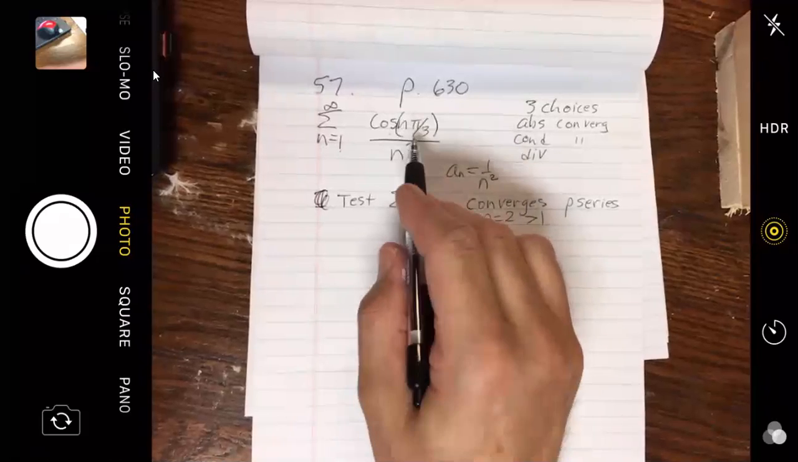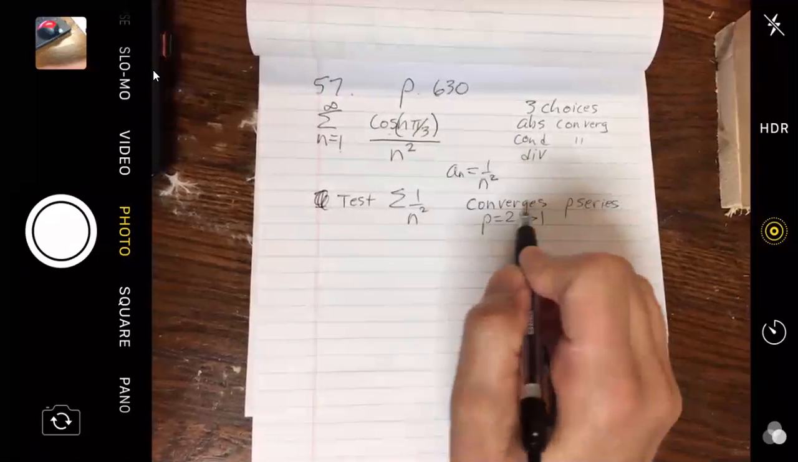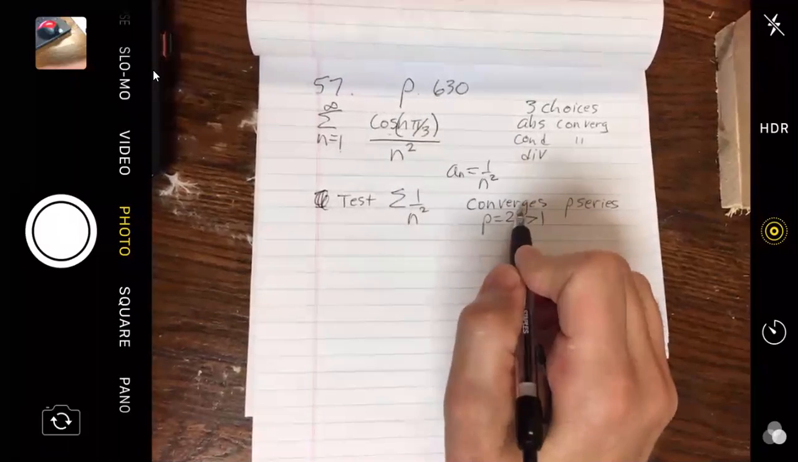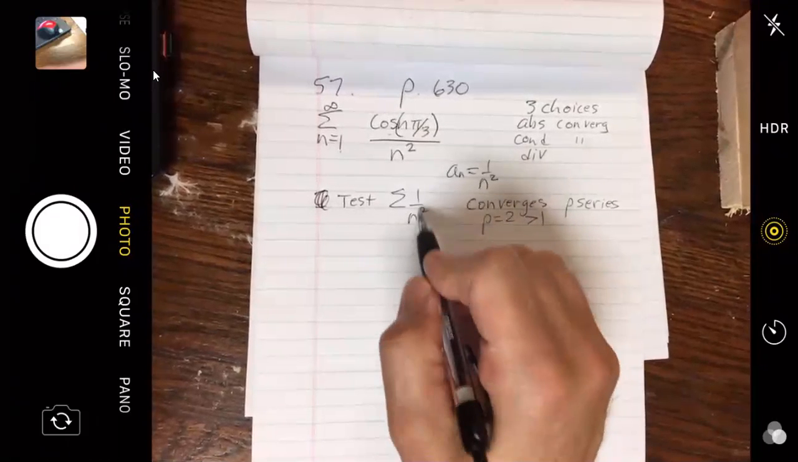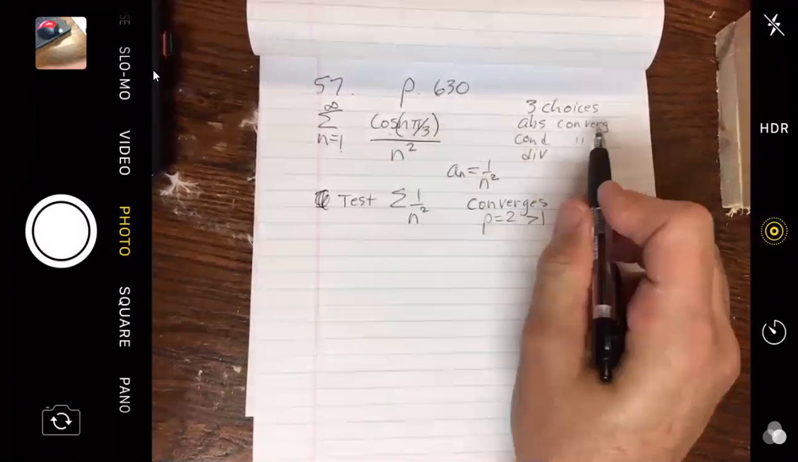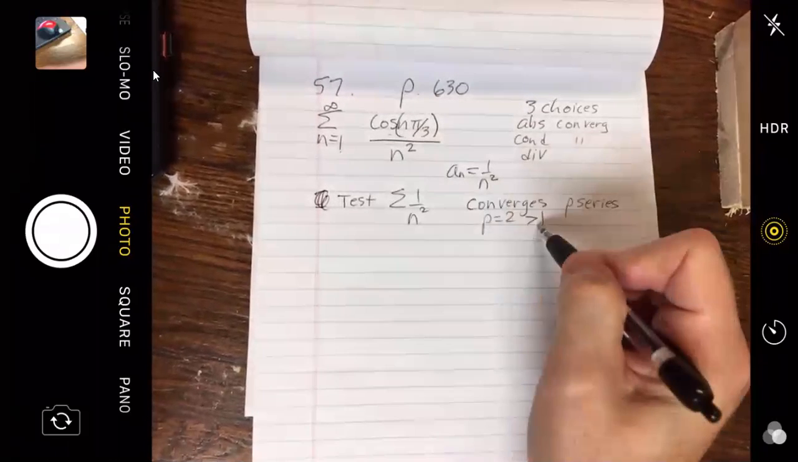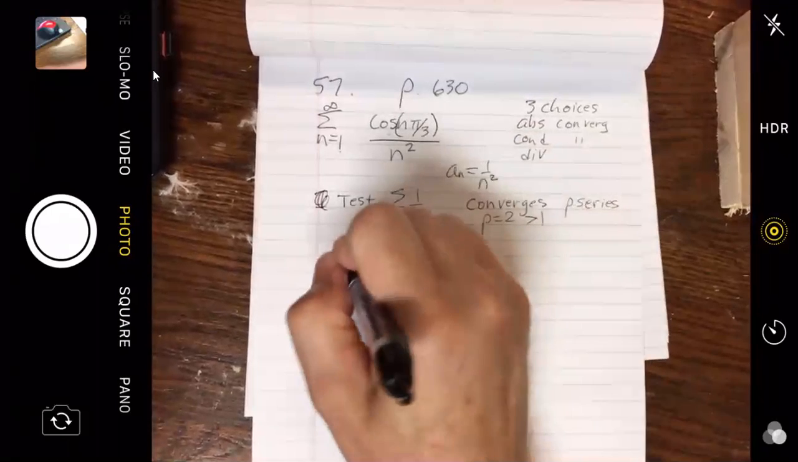So I don't have to test alternating series or anything. If this had diverged, I would check the alternating series test and see if that converged or not. I don't have to check it. This converges basically with all the signs positive, because it's a p-series with p greater than 1. This is absolute convergence.